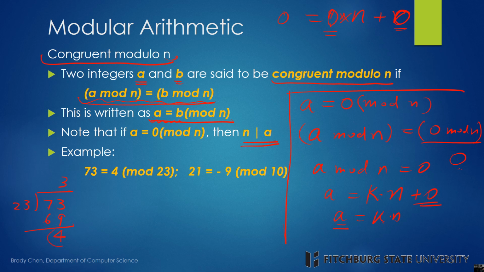Okay, so 73 mod 23 is 4, right? Because when 73 is divided by 23, the remainder is 4. So that's by the definition of the mod operation. Now, what is this 4? 4 is actually 4 mod 23. So 73 mod 23 equals 4 mod 23. Then that basically means 73 is congruent with 4 mod 23.